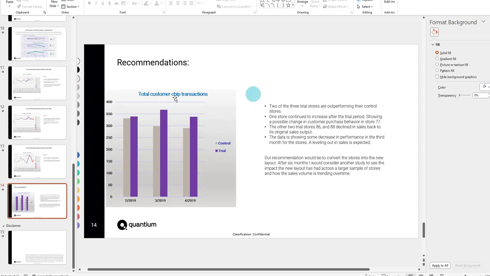And then the final slide is the total customer chip transactions for the trial store versus the control store. As you can see here, the trial store every month was outperforming the control stores. And it's basically my recommendation that they should implement the new layout going forward. So that completes the project for them.